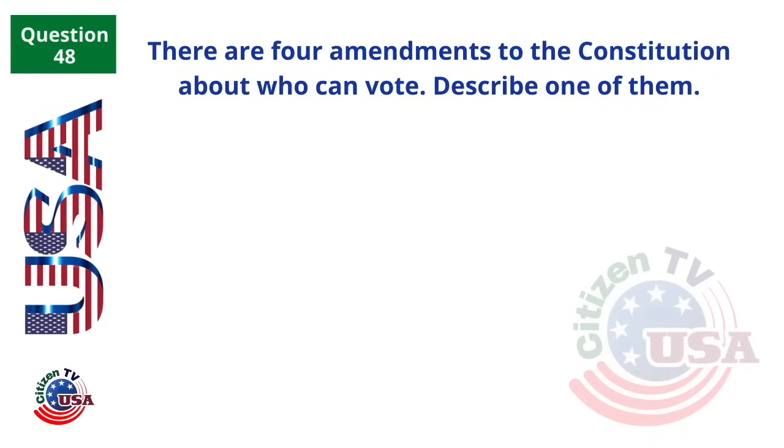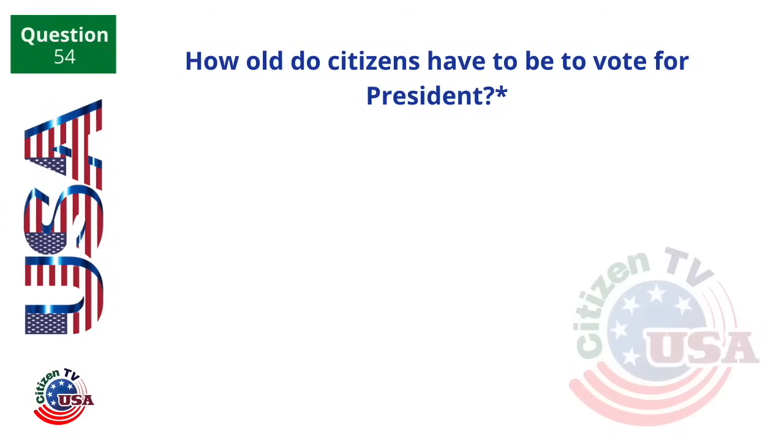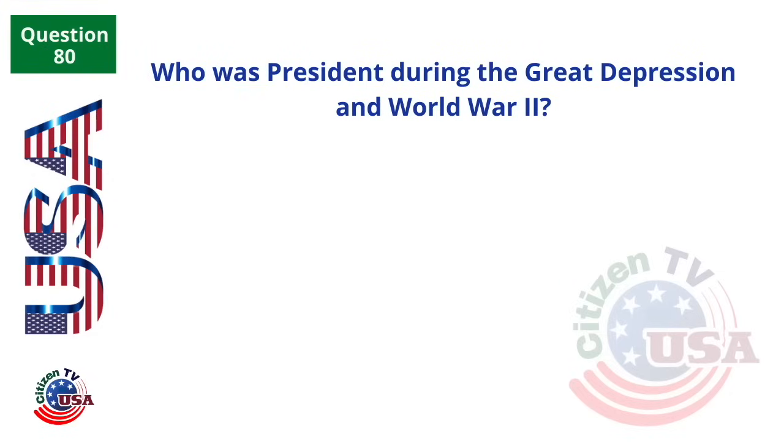There are 4 amendments to the Constitution about who can vote. Describe one of them. Citizens 18 and older can vote. How old do citizens have to be to vote for president? 18 and older. Who was president during the Great Depression and World War II? Franklin Roosevelt.